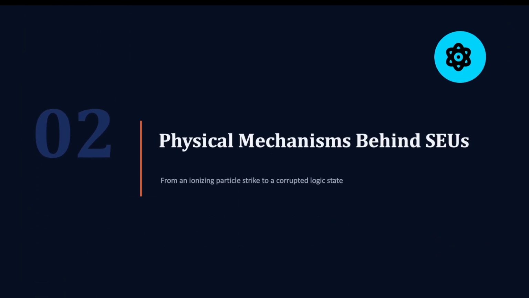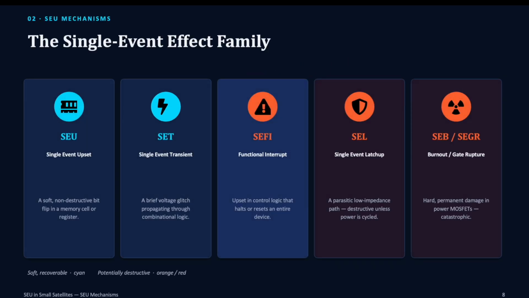So what does this all actually culminate to in the phenomenon of single event upsets in the electronics of small spacecraft? First, we'll look at the single event effect family tree. The 5 classifications fall within recoverable and potentially destructive errors caused by a single energetic particle strike.